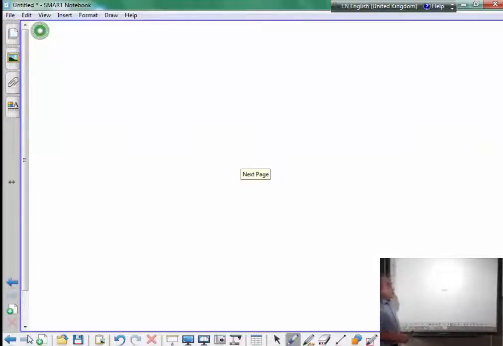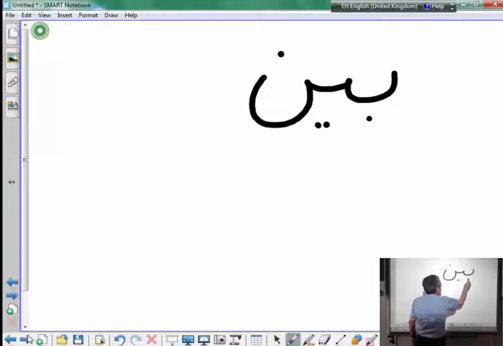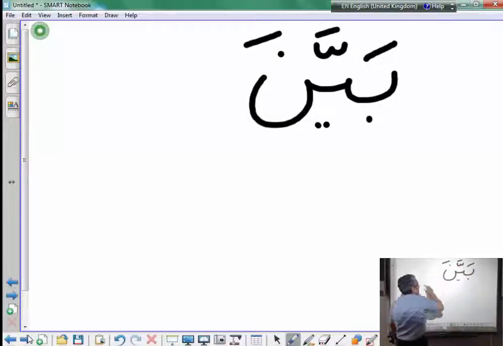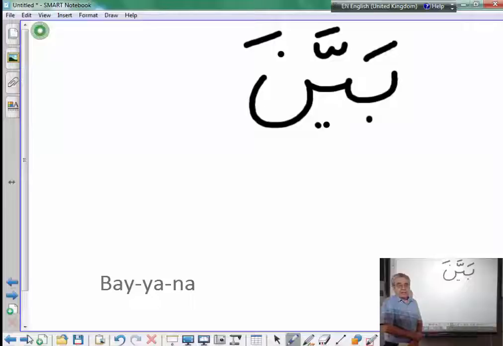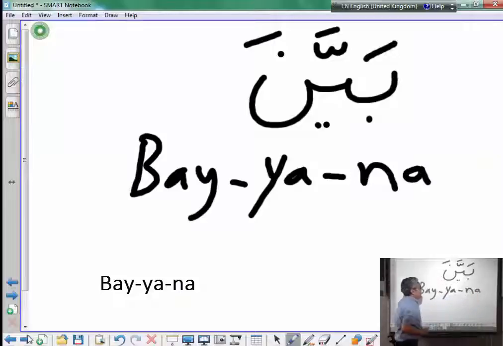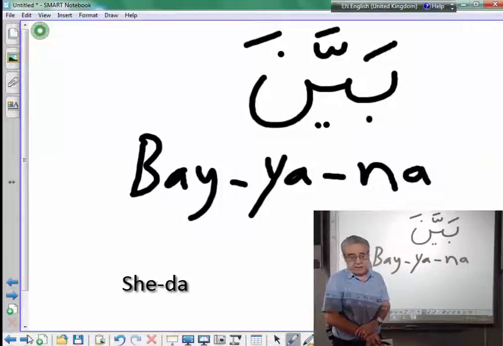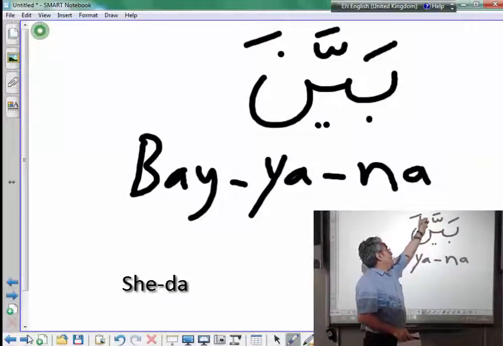Let us take some more examples. How do I read this word loudly? Bay-ya-na. Bayyana. What do we call that symbol? Shadda. Fatha, fatha, fatha.